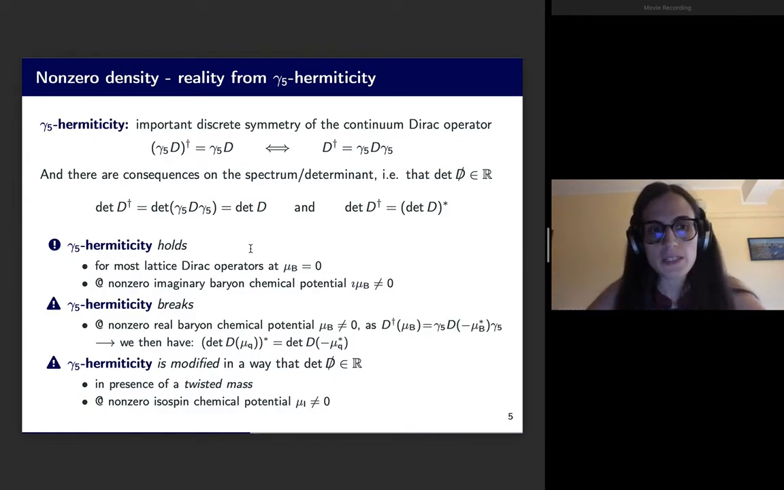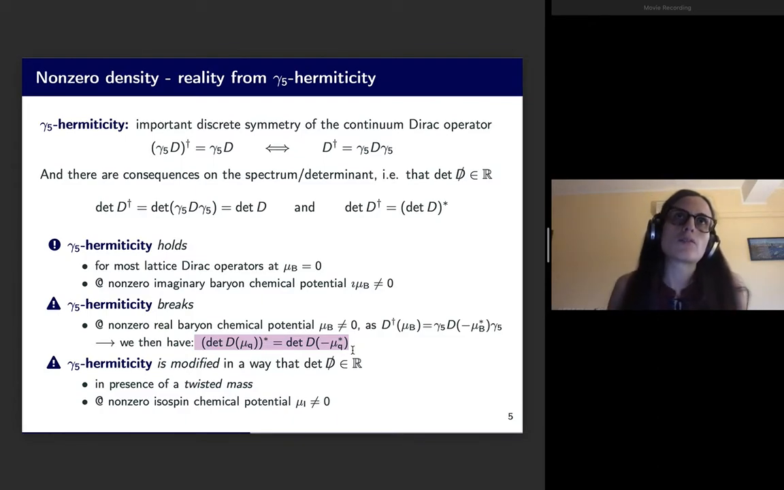Gamma 5 hermiticity, on the other hand, breaks at non-zero real baryon chemical potential, mu_B different from 0, because in that case, a modified version of the gamma 5 hermiticity is fulfilled. Notice the change of sign in mu_B and the star. And in that case, what one has for the determinant is that this relation is fulfilled, and gamma 5 hermiticity breaks. No reality of the determinant.